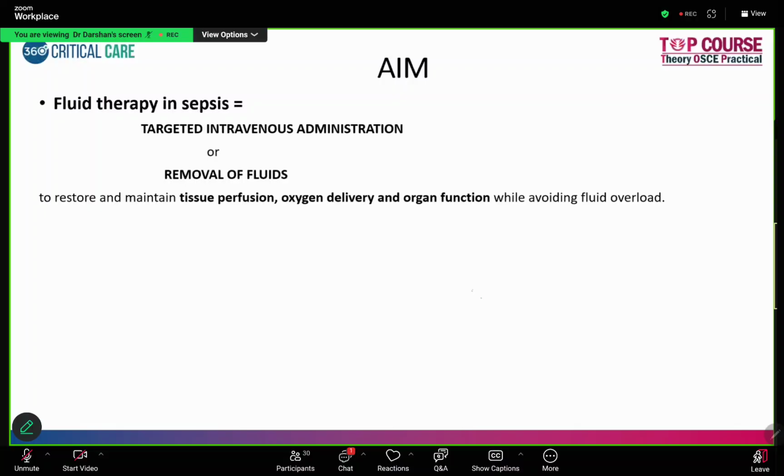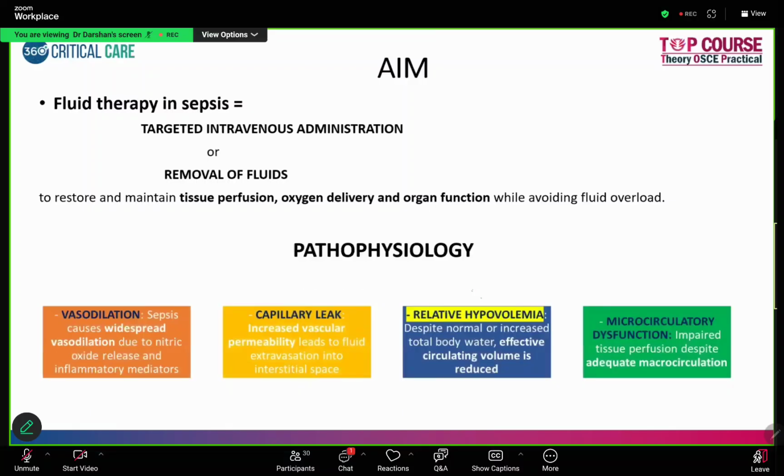It is targeted intravascular administration of fluids, or it can also be removal of fluid. It is majorly aimed at restoration of tissue perfusion, oxygen delivery, and organ function, wherein you are looking at avoiding a catastrophic event like volume overload. Okay, so that is the main aim of fluid therapy in sepsis. So what is the pathophysiology? We all think sepsis is a state of hypovolemia. The important thing is sepsis is a state of relative hypovolemia initially. Only when we do not treat that appropriately does it go into a vicious cycle of shock. So that is what we need to offset.